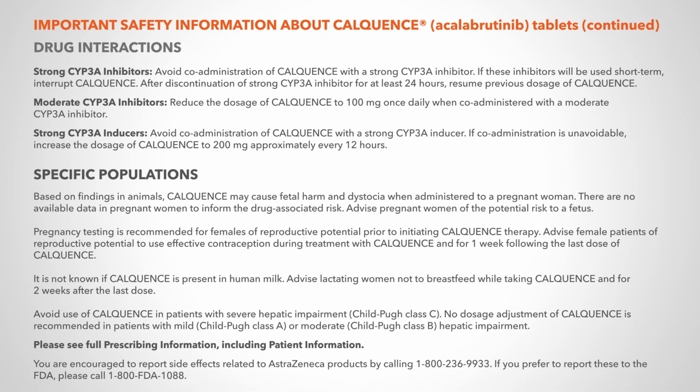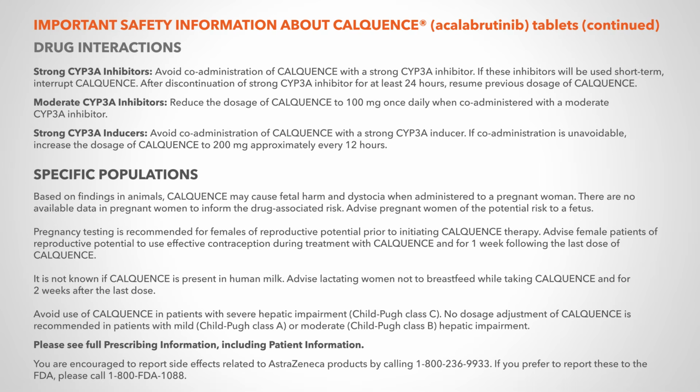Specific populations. Based on findings in animals, CALQUENCE may cause fetal harm and dystocia when administered to a pregnant woman. There are no available data in pregnant women to inform the drug-associated risk. Advise pregnant women of the potential risk to a fetus. Pregnancy testing is recommended for females of reproductive potential prior to initiating CALQUENCE therapy. Advise female patients of reproductive potential to use effective contraception during treatment with CALQUENCE and for 1 week following the last dose of CALQUENCE. It is not known if CALQUENCE is present in human milk. Advise lactating women not to breastfeed while taking CALQUENCE and for 2 weeks after the last dose.